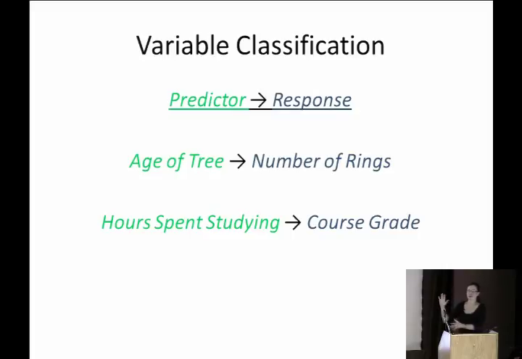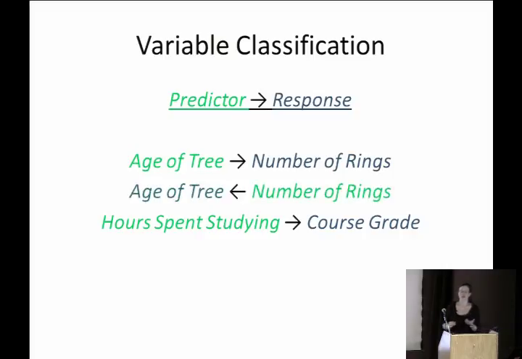Now, both of these particular examples tend to be sort of chronologically causative, right? Age is really what causes the new growth to occur with trees, and the rings kind of come secondarily. For students, the studying comes before they actually receive a grade. However, this is not necessary for the predictor and response relationship.